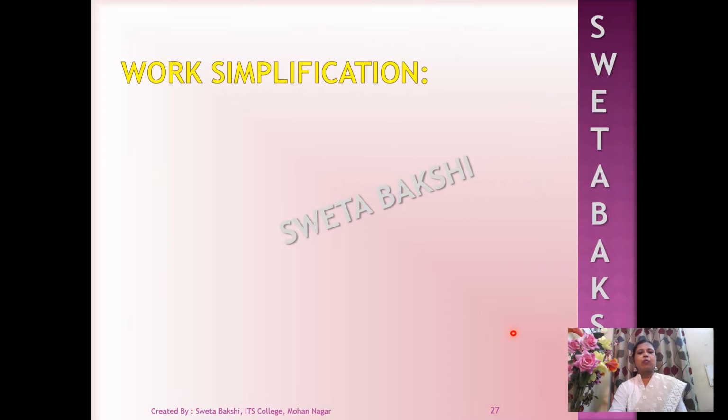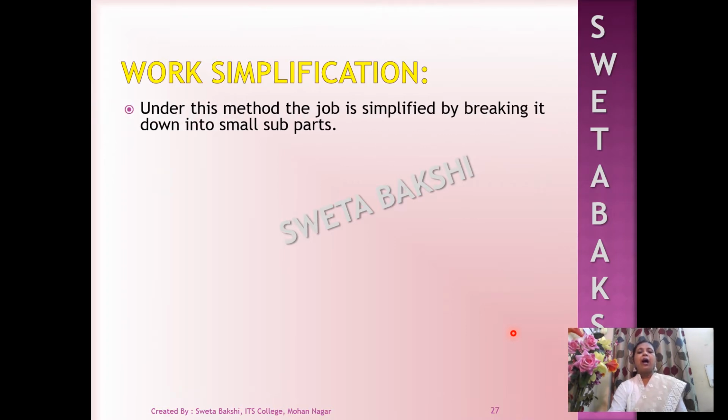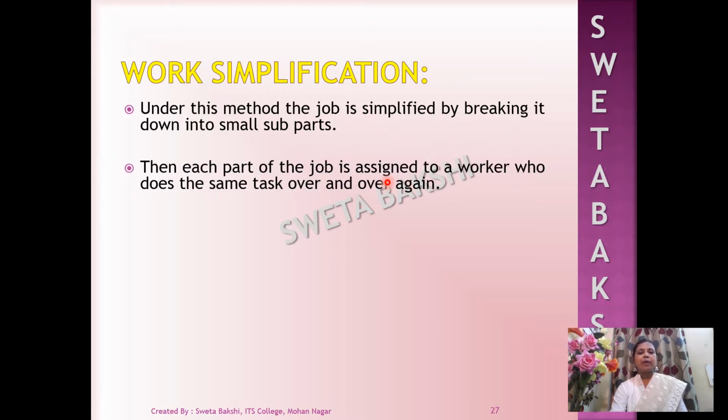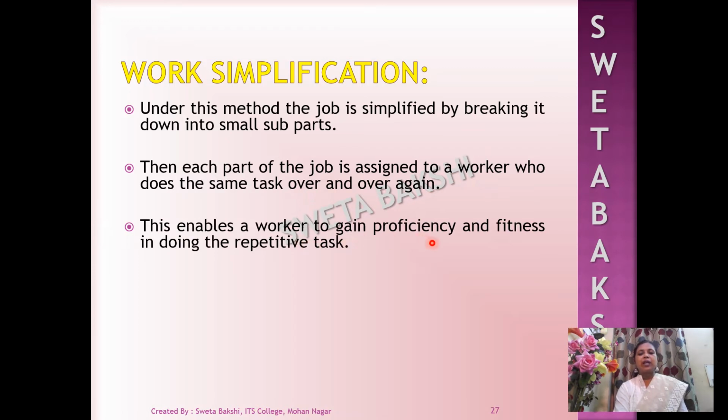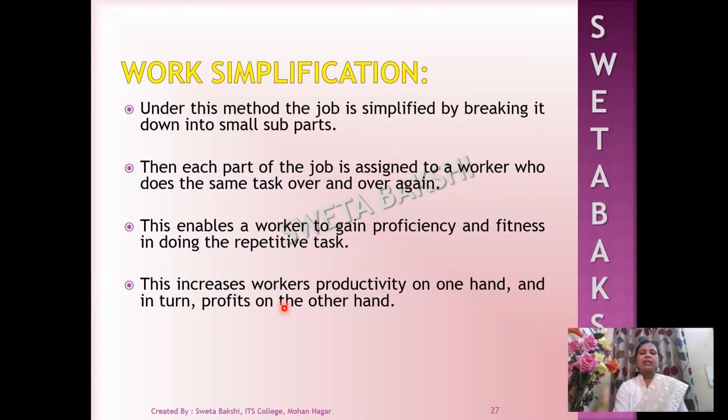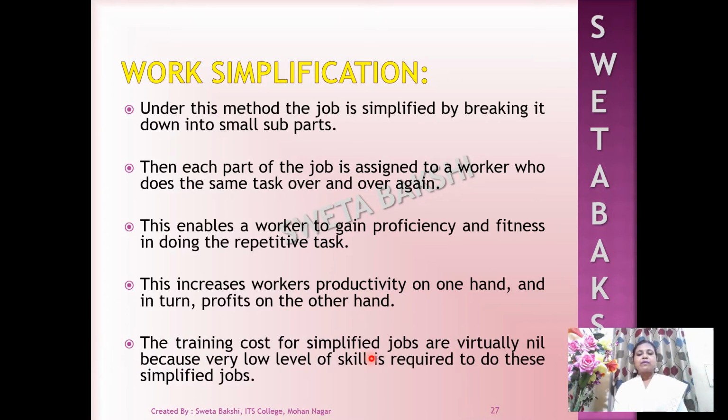Now let us understand what work simplification is. Under this method, the job is simplified by breaking it down into small subparts. Then each part of the job is assigned to a worker who does the same task over and over again. This enables the workers to gain proficiency and fitness in doing the repetitive task. This increases the workers' productivity on one hand and in turn profit on the other. The training cost of simplified jobs is virtually nil because a very low level of skill is required to do these simplified jobs.